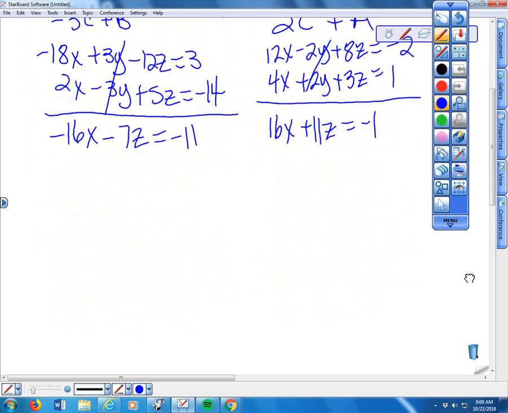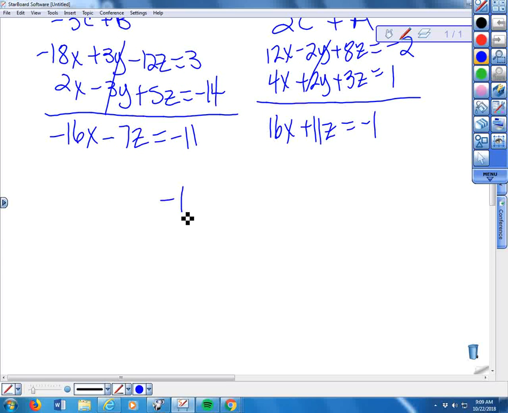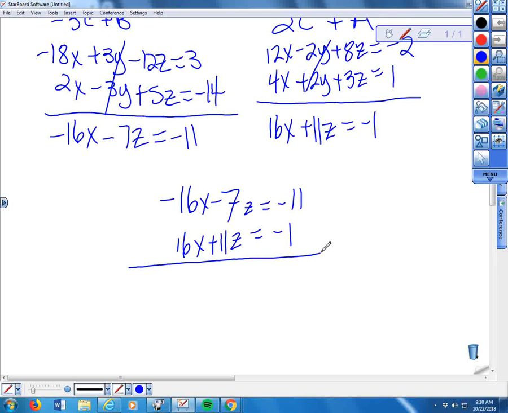Okay, now I have 2 equations, 2 unknowns. Negative 16x minus 7z equals negative 11, and 16x plus 11z equals negative 1. Okay, so now I'm back to where I was 2 sections ago, where I was given 2 equations, 2 unknowns, 3.4. Yes. Okay, if I add these together, I don't even have to multiply by anything, right? It's already set up for me. So this becomes 4z equals negative 12. So now I know z is equal to negative 3.